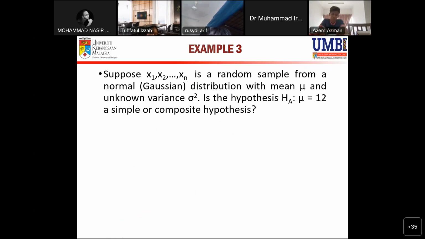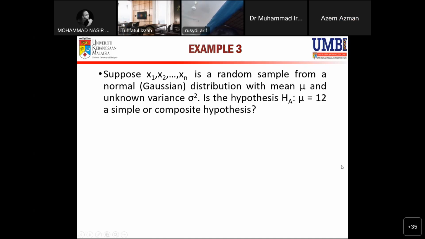So in this case, we specify the mu, or the mean parameter, for this Gaussian or normal distribution, but we haven't specified the variance for this distribution because we assume that the variance is unknown. So is this considered a simple or composite hypothesis?